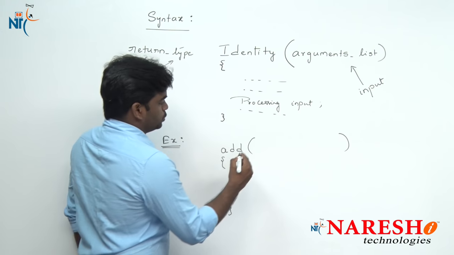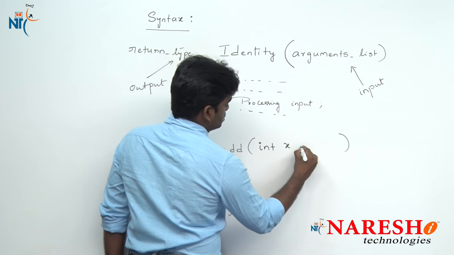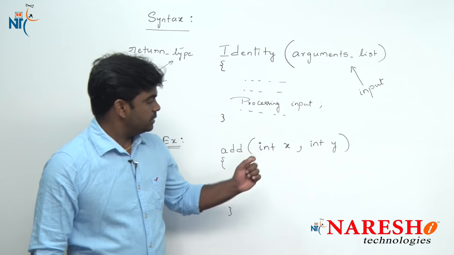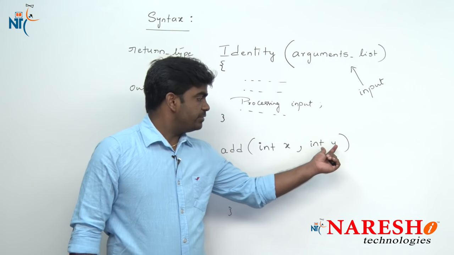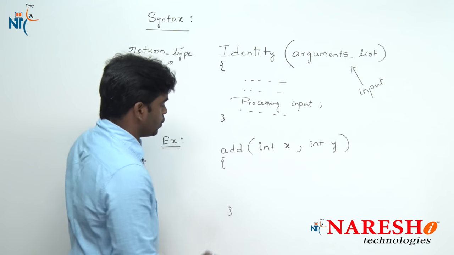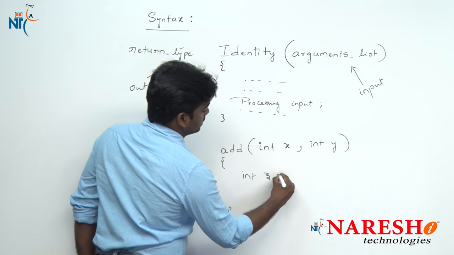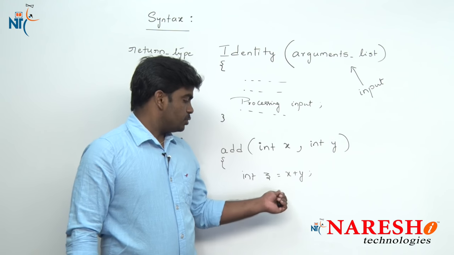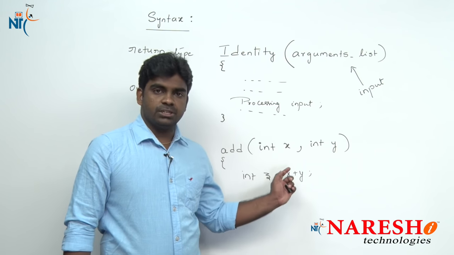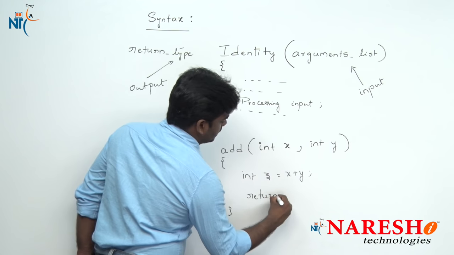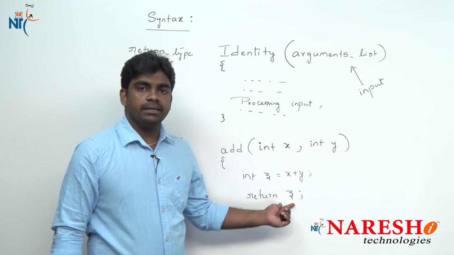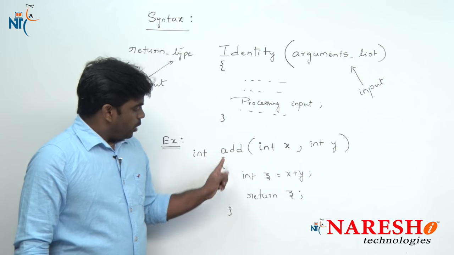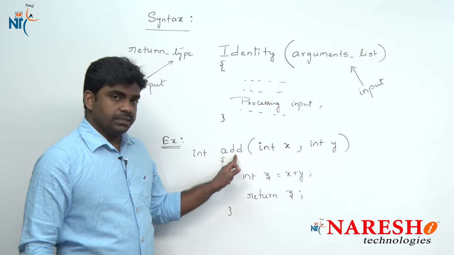So here, two numbers we are collecting into two variables. Just now we discussed variables: int x and int y. Suppose you type 10 and 20, the 10 will go and be stored in x and the 20 will be stored in y. And next the processing logic, int z equals x plus y. We are adding x and y and storing the result in z. After processing the information, we are returning that value, return z. Z is of what type? Integer type. So the return type is integer. A block of instructions having the identity addition.